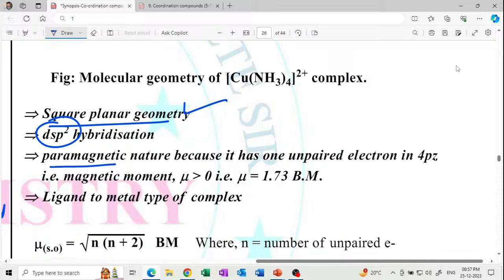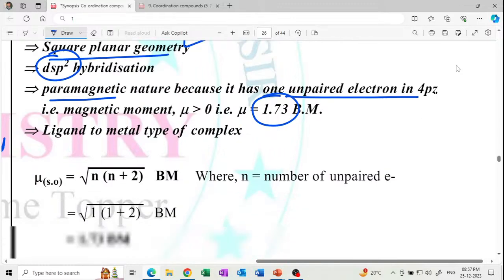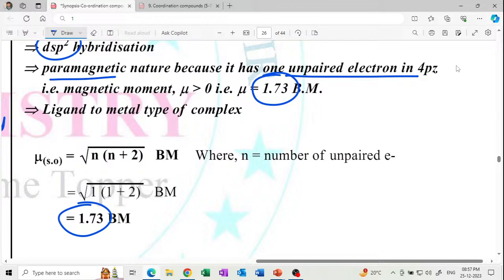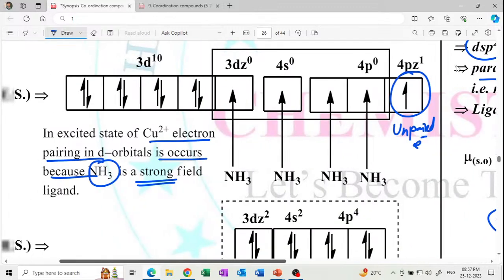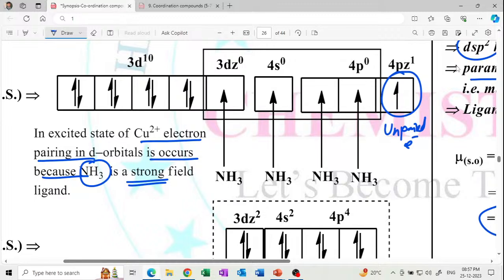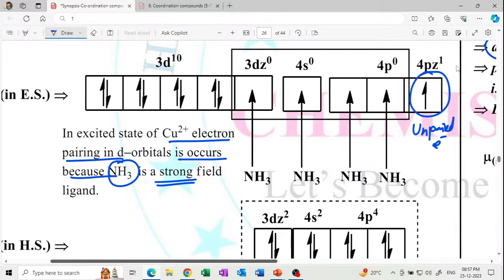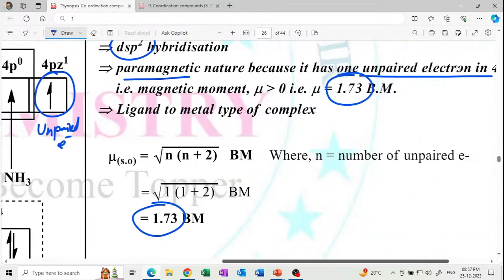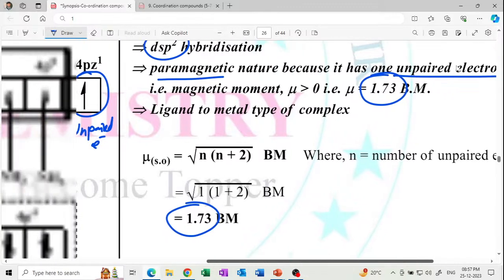It is paramagnetic because of 1 unpaired electron. And the value? 1.73, under root. Get it in this way. Because of this 1 unpaired electron, it shows paramagnetic nature.